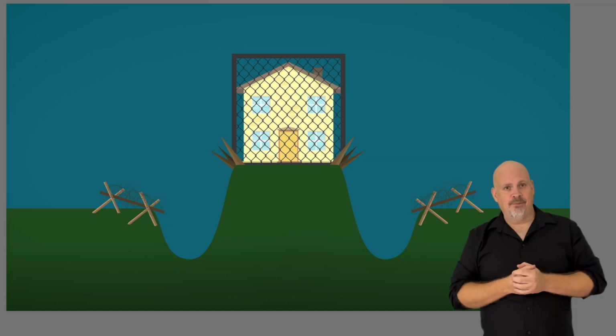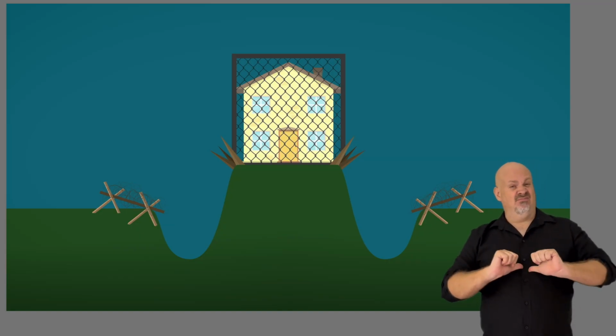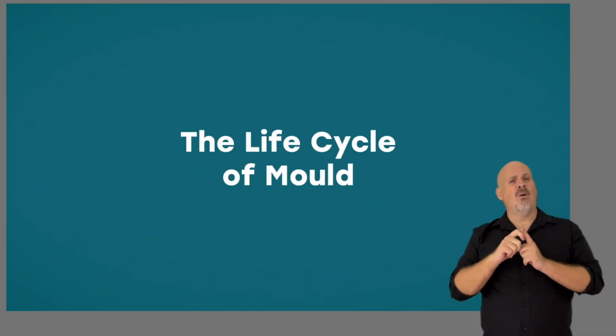Yet it is vitally important to avoid the growth of mould within our homes. In order to do so effectively, it is worth understanding just what it is we're dealing with, as there is a lot more to mould than what barely meets the eye. First, let's look at the life cycle of mould.